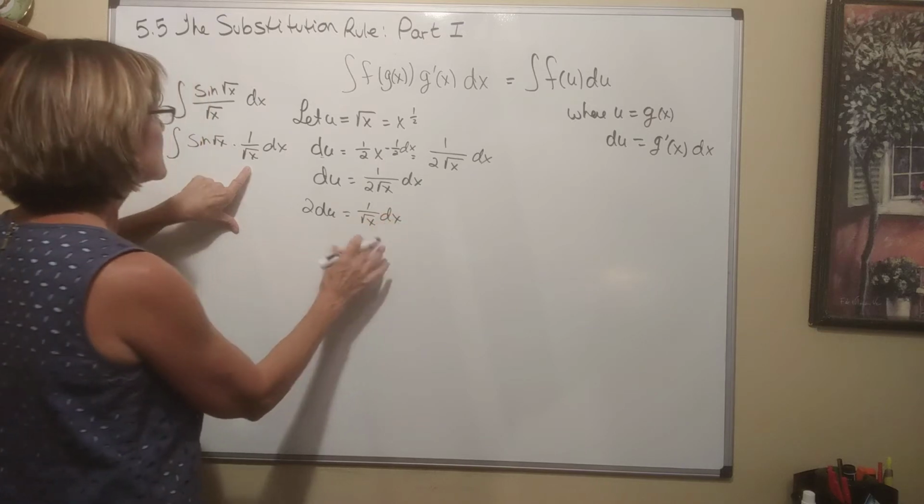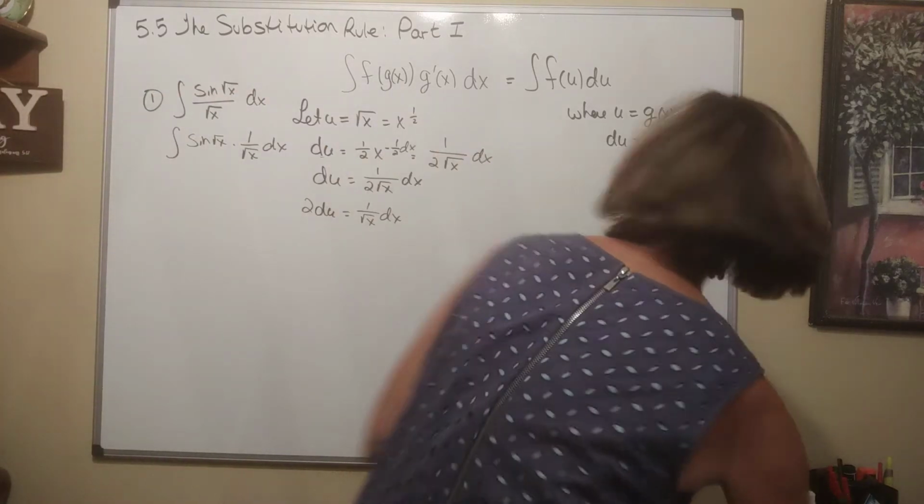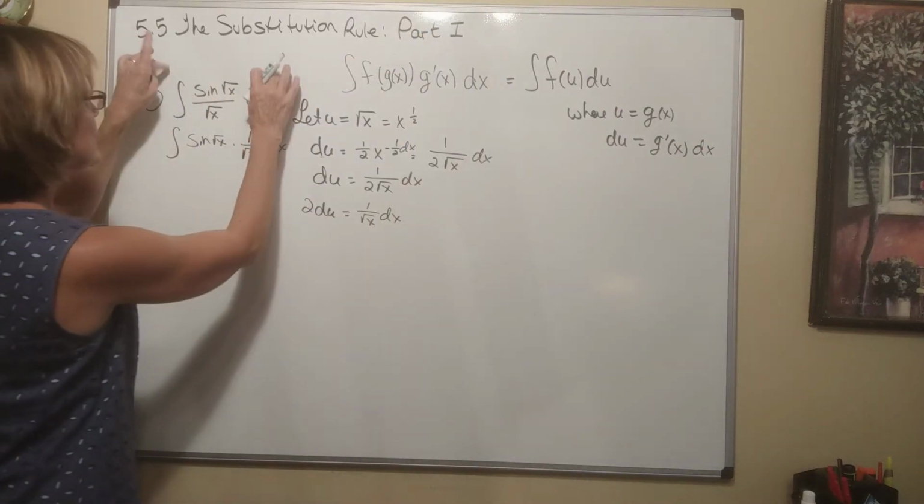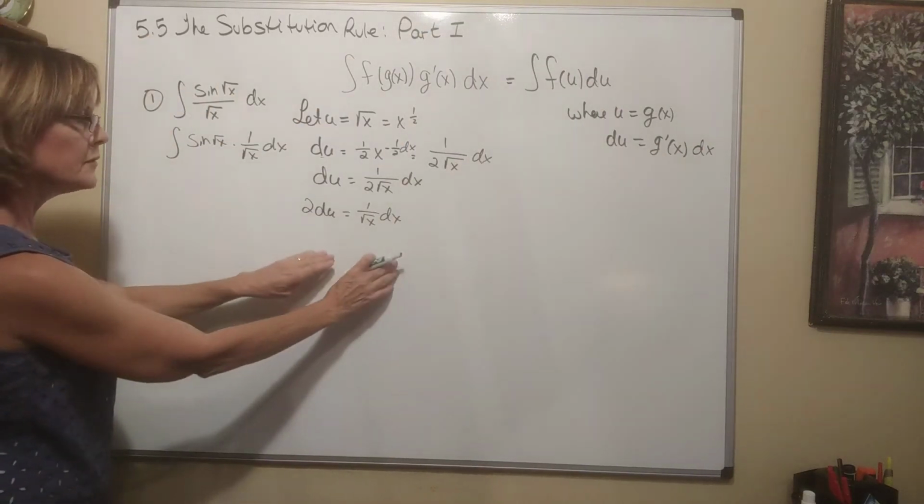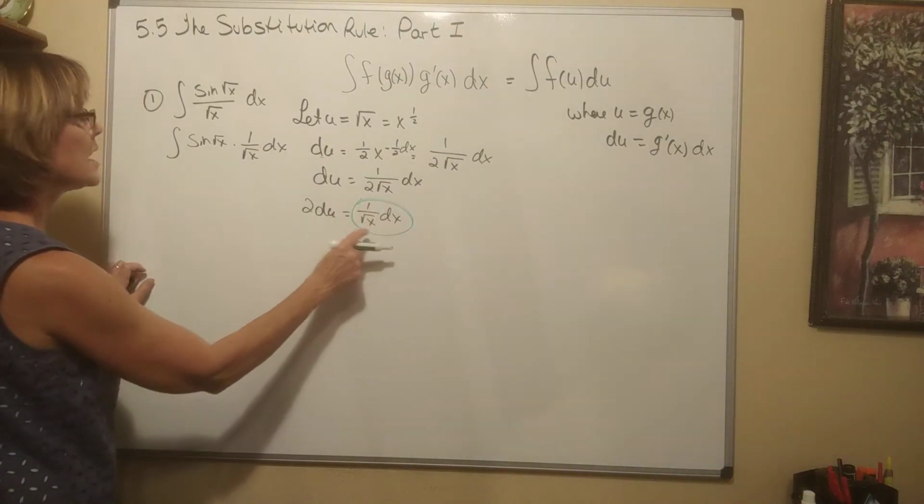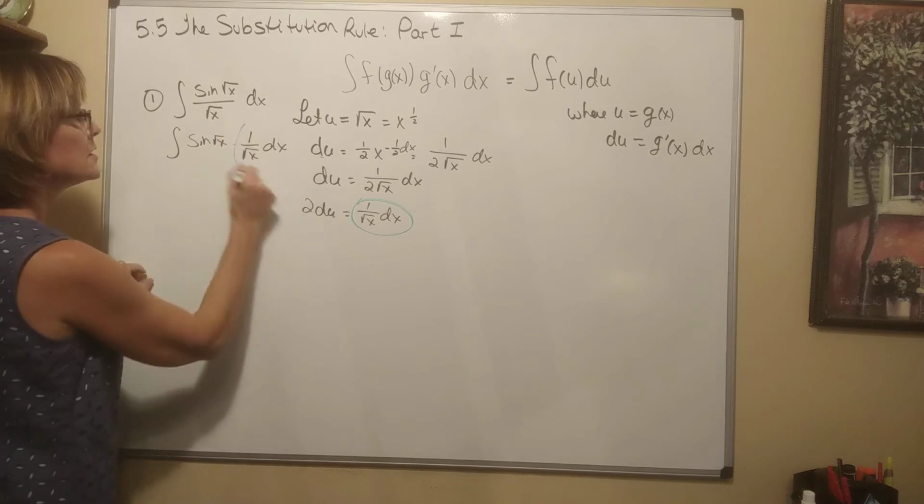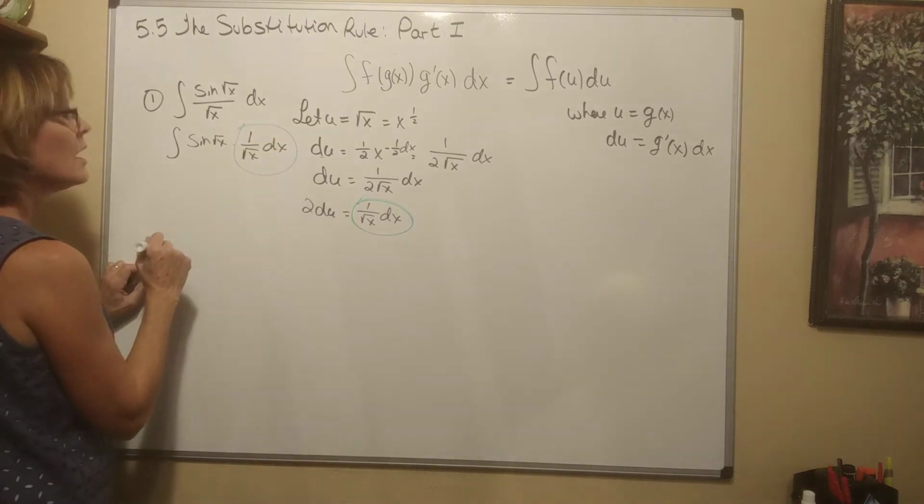And then I have this. So that is very helpful. What I have, let's see. I need to rewrite this integral in terms of u. So 1 over the square root of x dx is the same thing as 2 du. This part is taken care of.